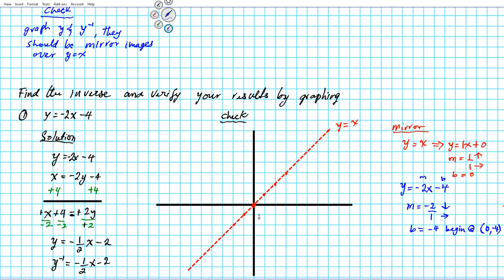Okay, so let's graph that. 1, 2, 3, 4. That's negative 4 right there. You drop 2 over 1, or rise 2 back up 1. Okay, rise 2 back up 1. And then we're going to draw our line right here.